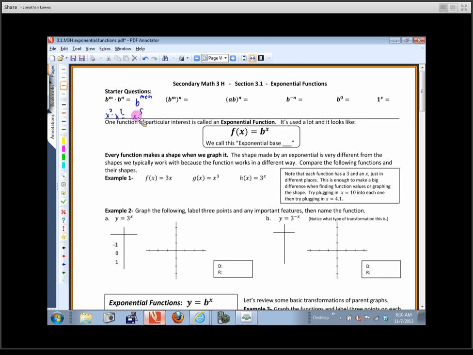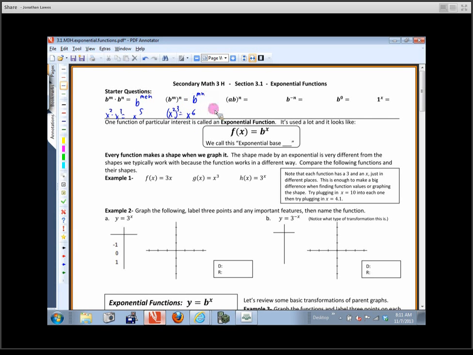If I have a power raised to a power, what do I do with those? So that would be like having x squared raised to the third. Multiply them together. So this would be x to the sixth, and this would be b to the m times n.